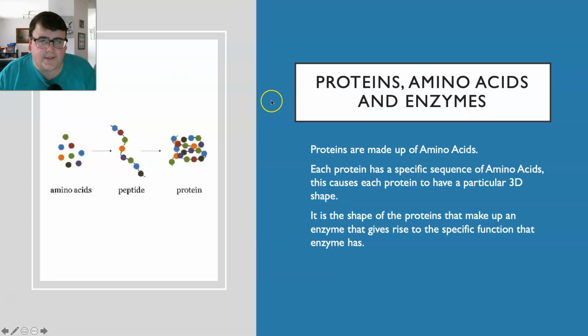How exactly does an enzyme become specific to that reaction? Well, as we know from last week, proteins are made up of amino acids. Those amino acids join together to form a peptide, and then multiple peptides join together to form a protein. So we're looking at the quaternary structure of the protein here. Whatever the sequence of amino acids in that protein will cause that protein to have a particular 3D shape. And it's that 3D shape that gives the enzyme its specific function. So whatever amino acids make up that protein determines what that enzyme is going to do in the cell.